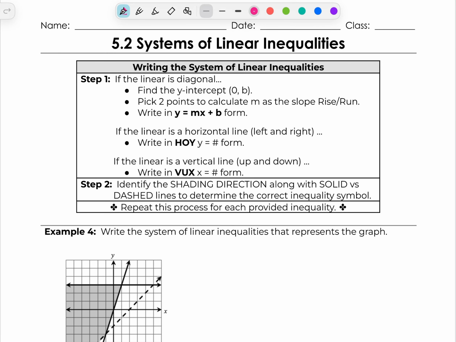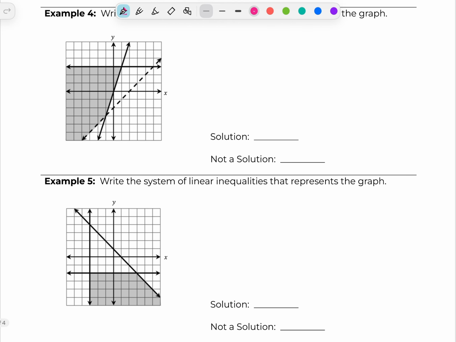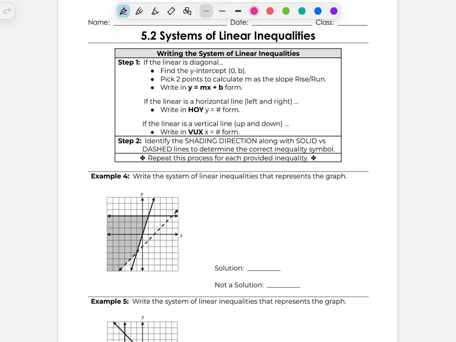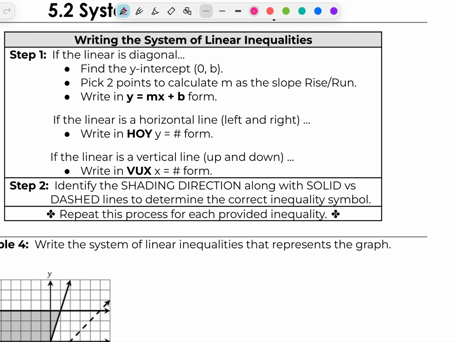For this last portion of systems of linear inequalities, you will be given the graph and then you will have to write the system. And then you'll still verify like normal from there or just be asked to identify. So again, it reminds you about how to write linear equations when you're given a graph.